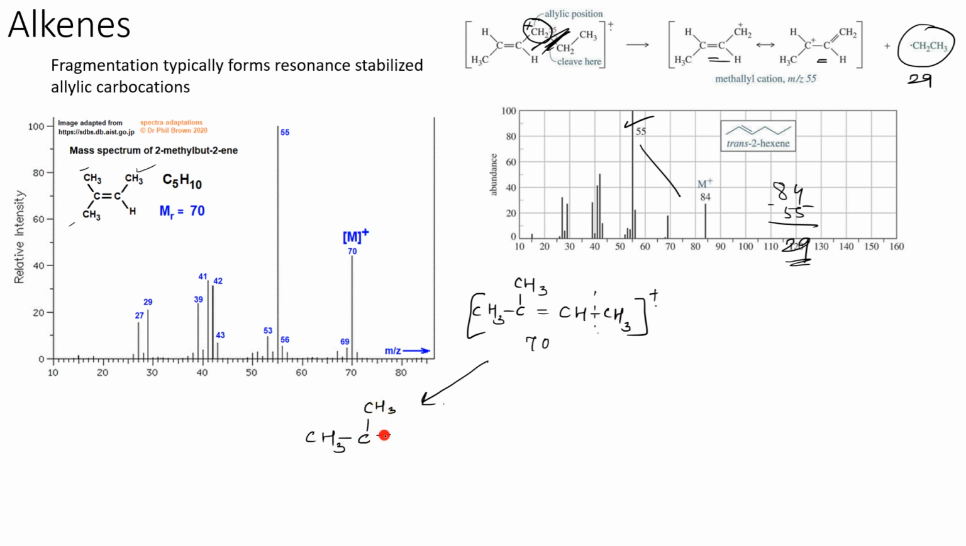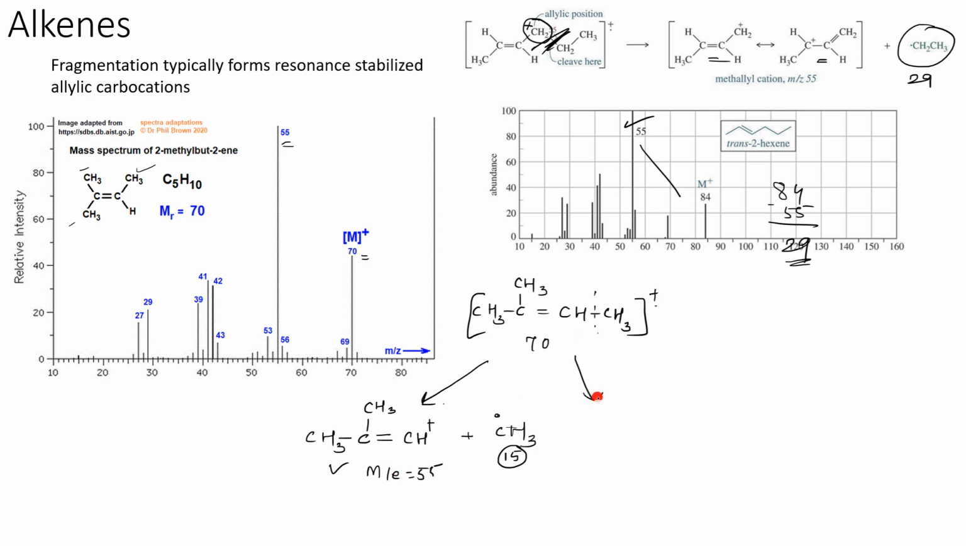Okay, this is your CH and this cation will be formed over here. And the other group that is formed is CH3. The radical is formed, right? So if you look at the difference between 70 and 55, it is 15. 70 minus 55 is 15. That means this is lost and this is the peak that you get. So the m/e value is 55 for this.